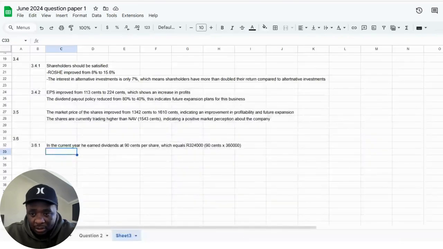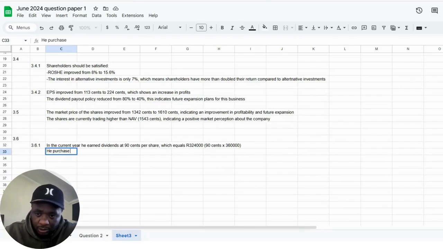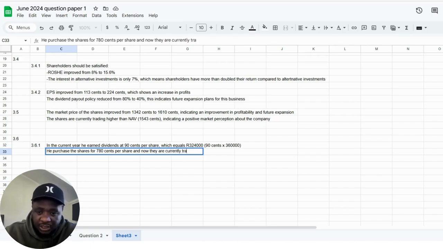So we would point out then that he purchased the shares for 780 cents per share, and now they are currently trading at 1,610 cents. They're currently trading at 1,610 cents, so more than doubled.